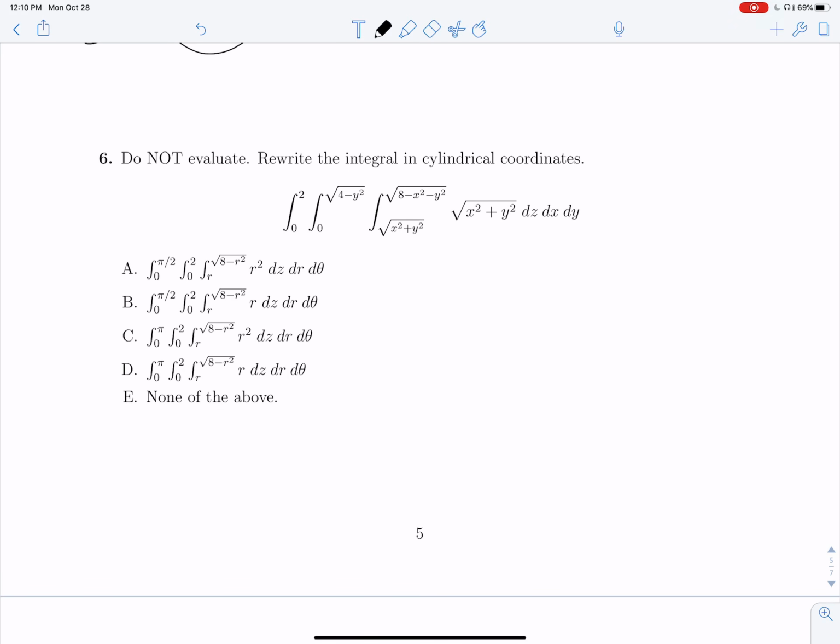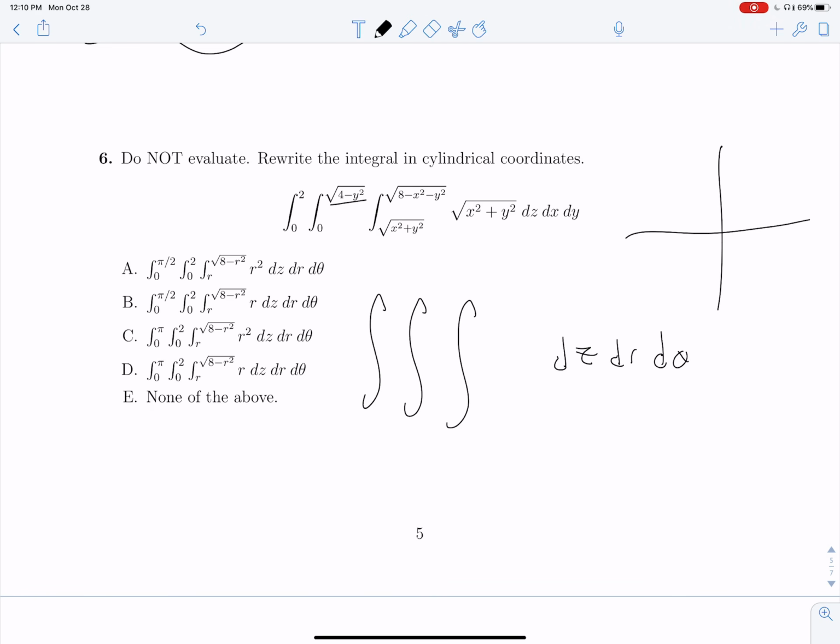Okay, so for this next one, we're not evaluating. We're just rewriting this integral in cylindrical coordinates. And so let's see. We're gonna have a triple integral dz, dr, d theta, and we can just give this guy a graph. So on the xy plane, we're going to be running this thing right here. Root 4 minus y squared is just the hemisphere with radius 2, so from -2 to 2, and we can turn all of these guys into things in terms of r.